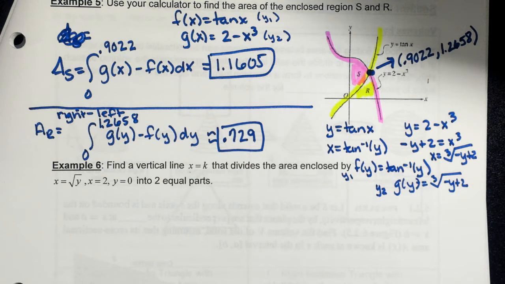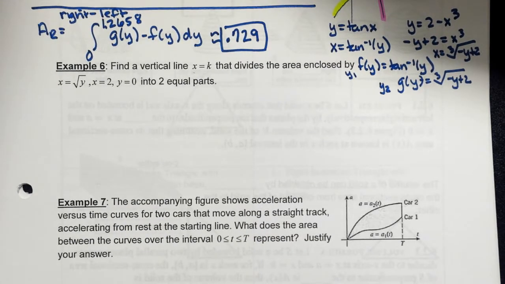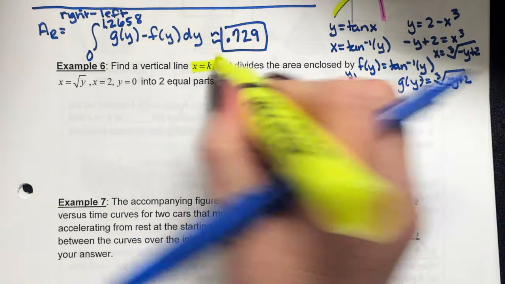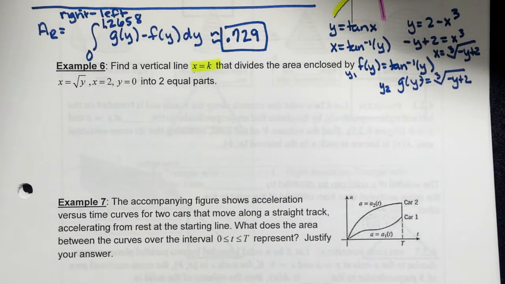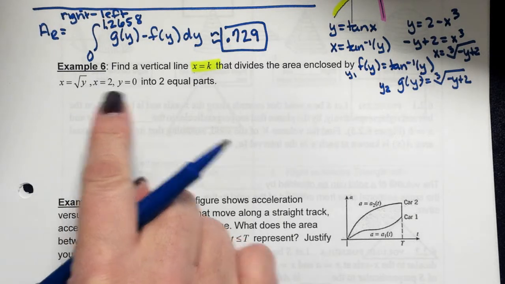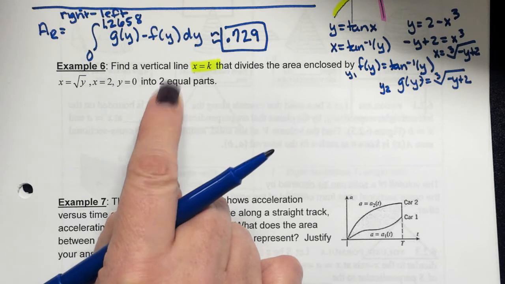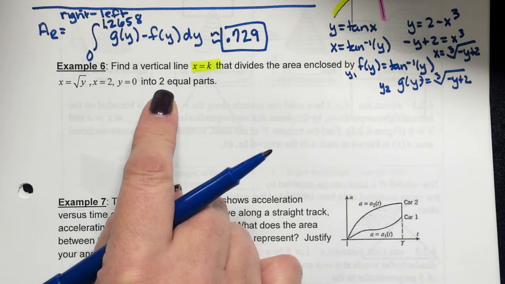All right. So here's a variation of the problem. If they want me to find a vertical line x equals k that divides the area enclosed by x equals square root of y, x equals 2, and y equals 0 into 2 equal parts. So they're not giving you a picture. You want to make sure you get one. If they don't give you the graph, get it yourself.